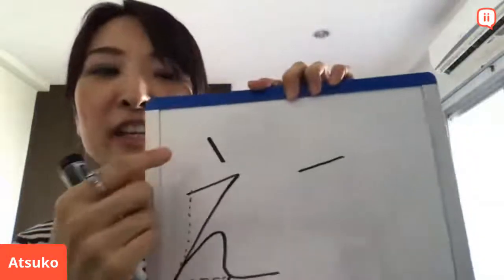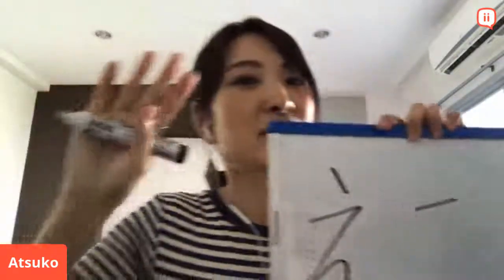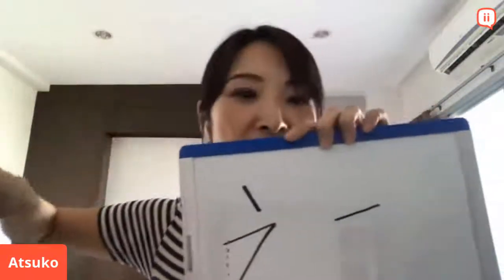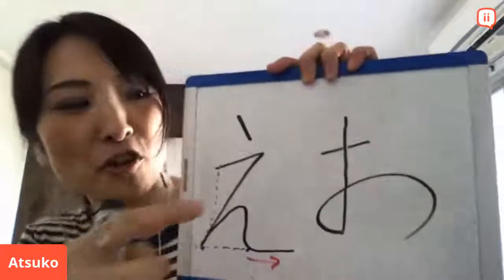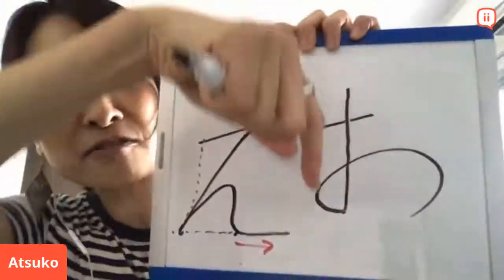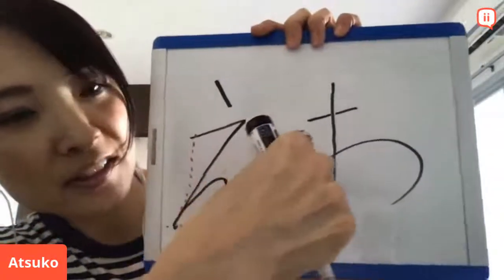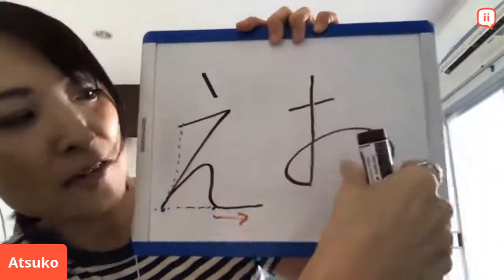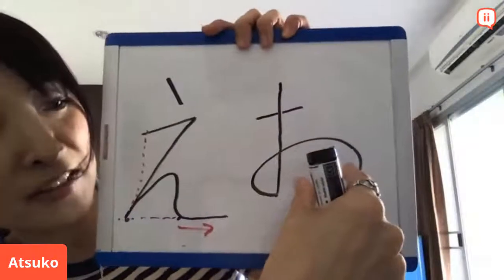Next, O. The first stroke is very short and right on the left side. Okay? This is second stroke. Go straight down, go up, and curve. Right side is wider than left side.